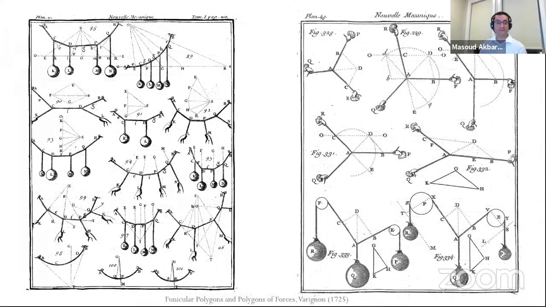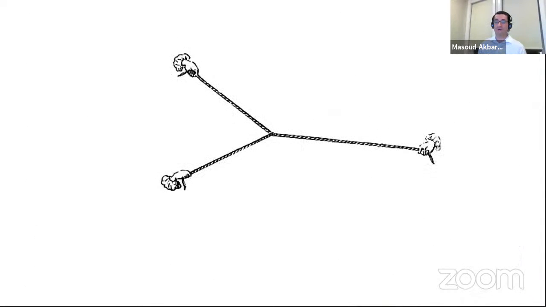In fact, in 1725, a French mathematician, Varignon, was interested in finding those funicular forms and the equilibrium of forces in them using geometric constructions. So simply put, if you have a rope that has been pulled from 3 corners, you can just simply put lines perpendicular to each part of the rope. And if the lines would actually create a closed polygon, your system is in equilibrium. And more importantly, the magnitude of the force in each rope is equivalent to the edge length of that polygon.